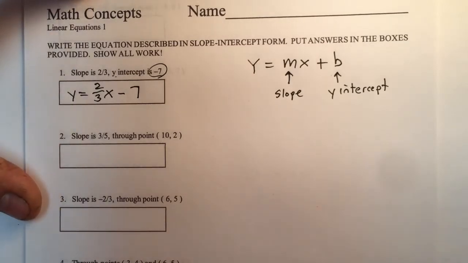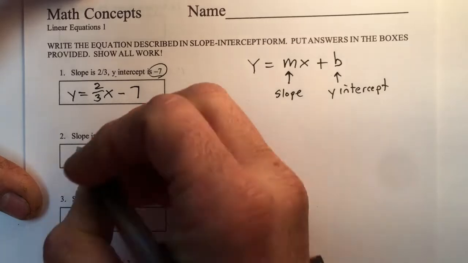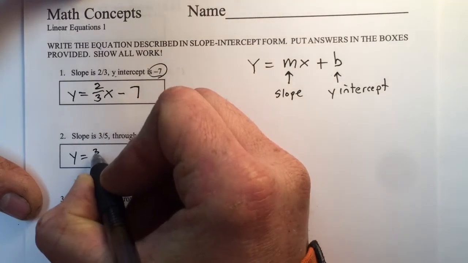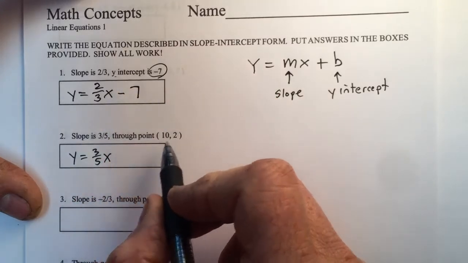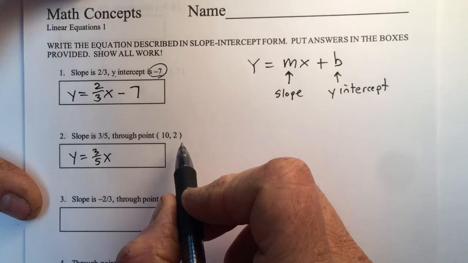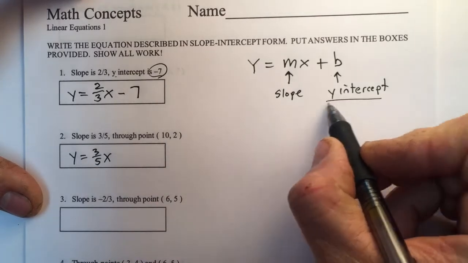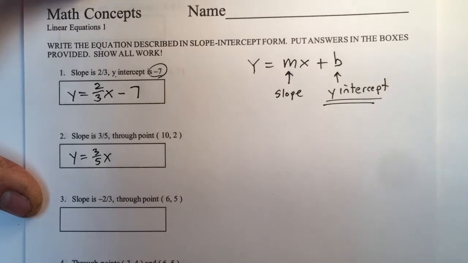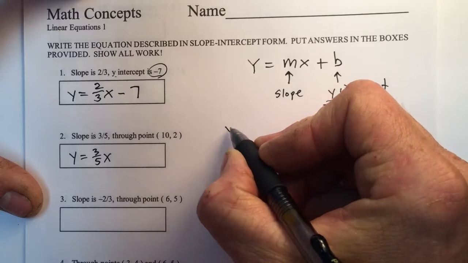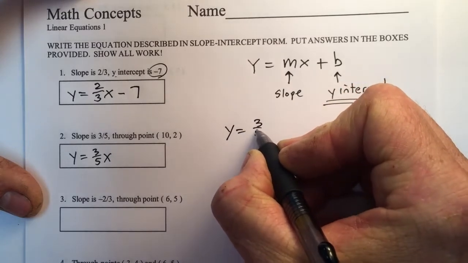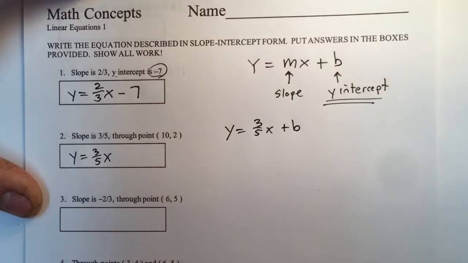Now sometimes you don't have those two things. Like right here, the slope is 3/5. So I know it's going to be y equals 3/5 x. But it doesn't tell us the y-intercept here. It gives us this extra point, 10, 2. So what we have to do here is figure out what the y-intercept is. We know the slope, but we don't know the y-intercept. So I write y equals 3/5 x plus b, because I don't know the b.